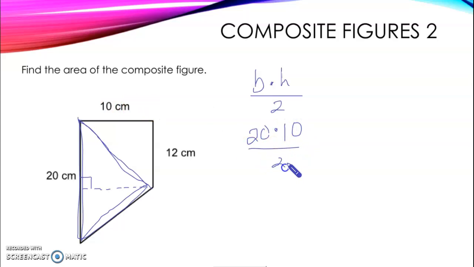And I'm going to divide that by 2. 20 times 10 is 200. Divided by 2 is 100. So that is the area of the blue triangle.